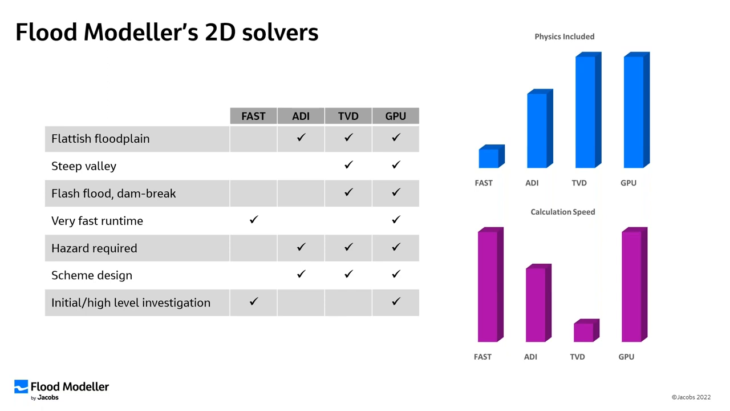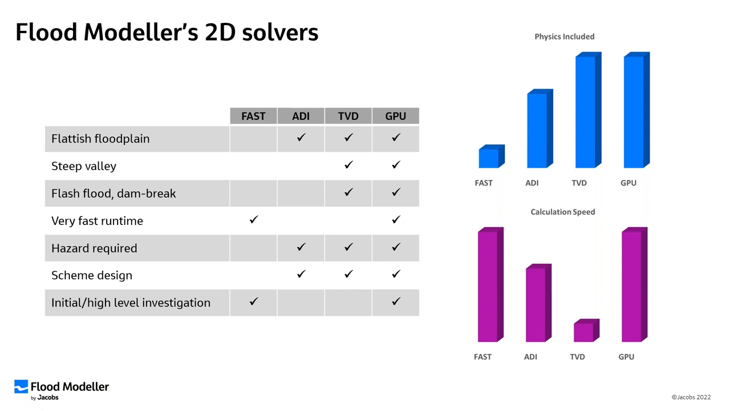Not to say that it gives you a bad answer, but it doesn't include things like momentum in its calculations. It's just mass conserving. So there is a compromise there, but that might be good enough. Typically, you would want to use that FAST solver for very fast runtimes, so things like flood forecasting, or where you just need an approximate answer. So perhaps you're doing a sort of initial investigation, you're not sure whether you want to go on and do a more detailed model run.